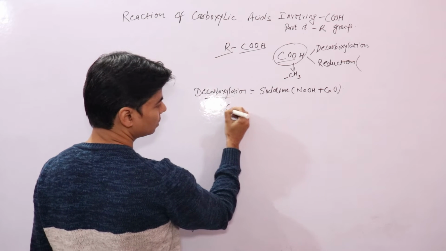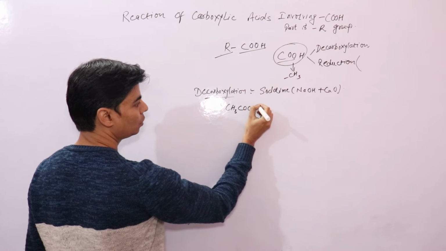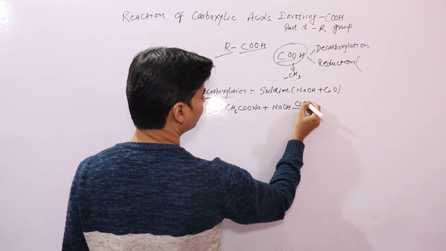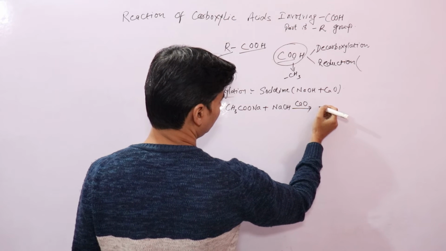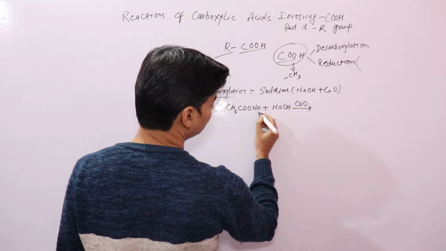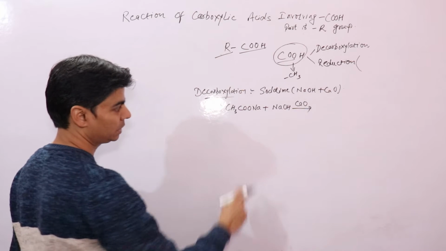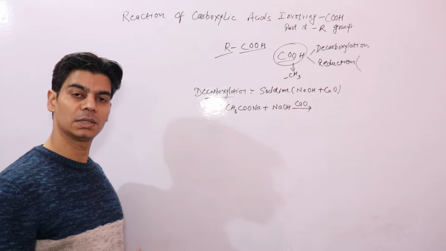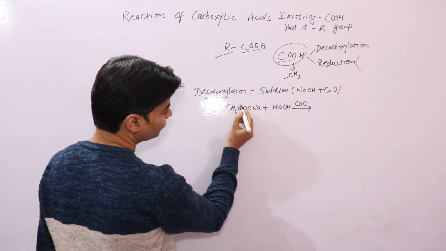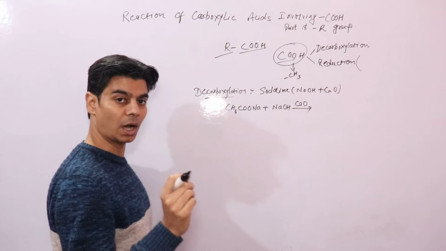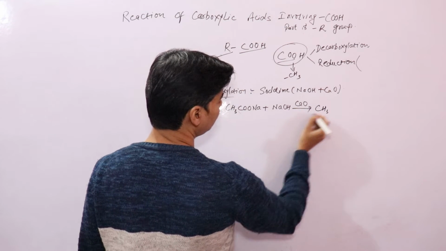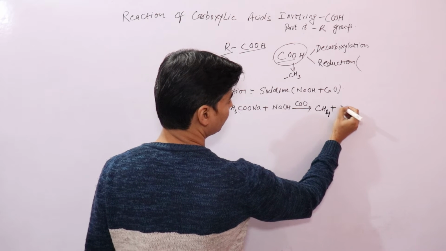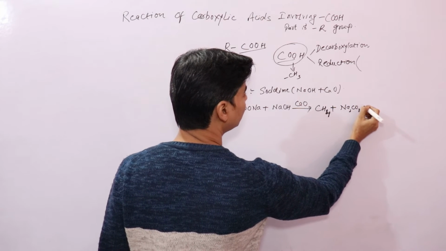So when you treat the sodium salt CH3COONa with soda lime, it will form sodium carbonate, and carbon dioxide would be removed, and the main product is your alkane. So this would be reduced to hydrogen, so it will form CH3 radical, it will take H, so it will form CH4 plus sodium carbonate plus CO2.